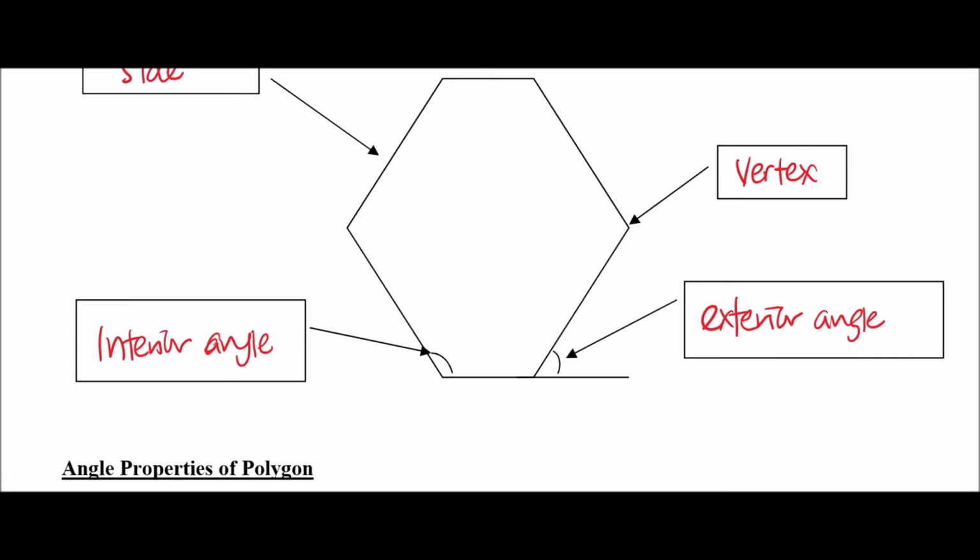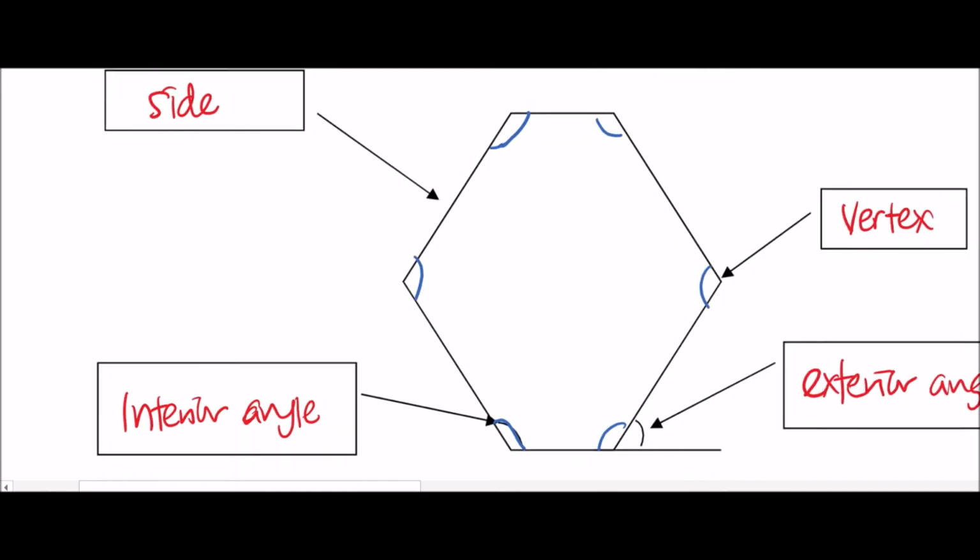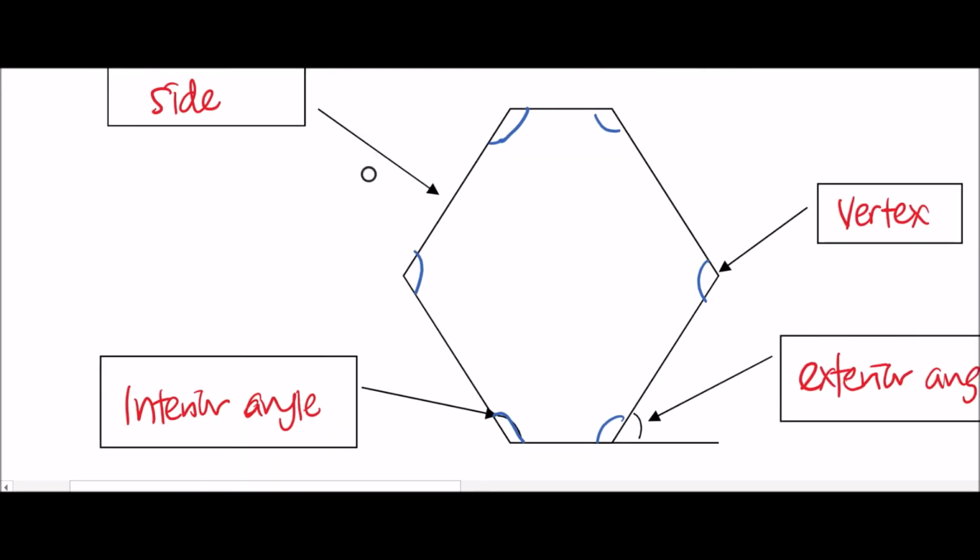What else? We have an interior angle labeled here. Of course, there are many interior angles in this shape: 1, 2, 3, 4, 5, 6. Six interior angles, which coincidentally happens to be equal to the number of sides. So here we have 6 interior angles.